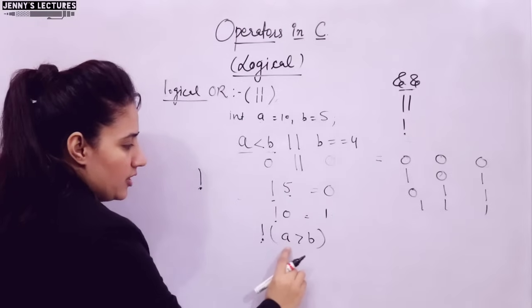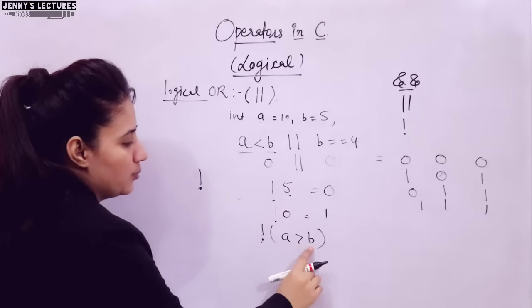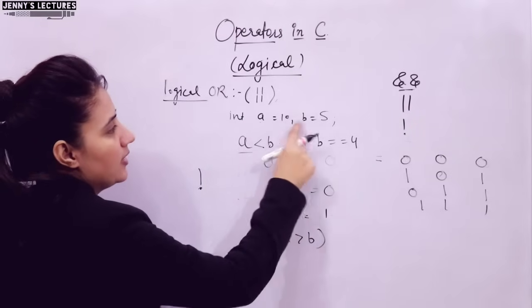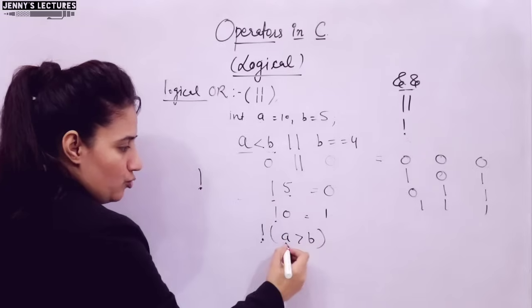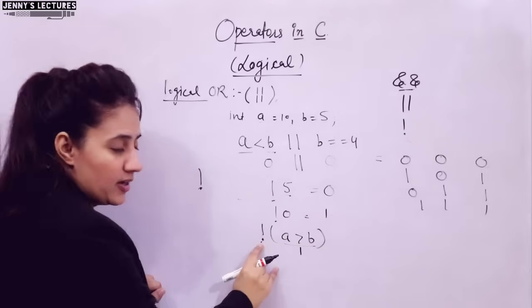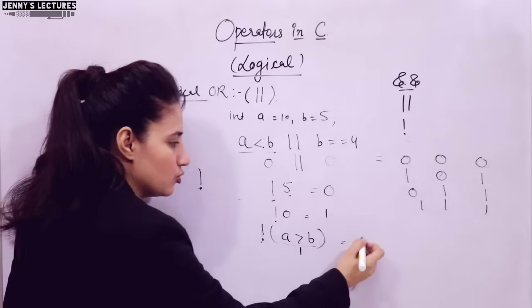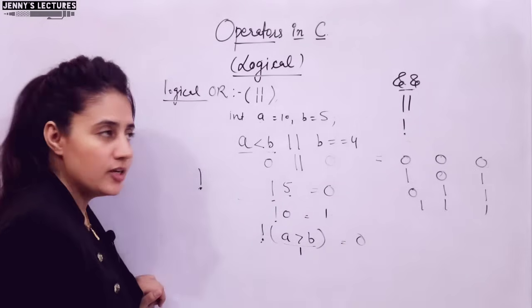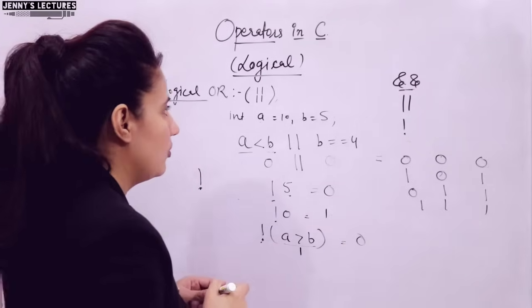So now check this condition, a greater than b. Is a greater than b? Yes, it is true. It will give you 1, and finally the logical NOT of 1 is 0. So the final output would be 0. Now let me discuss all these operators with the help of a program.